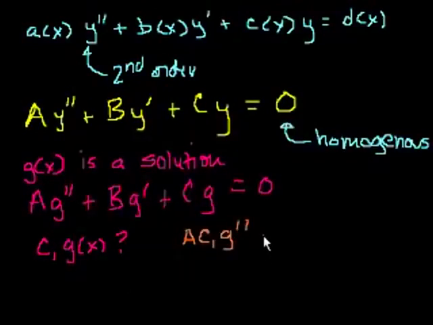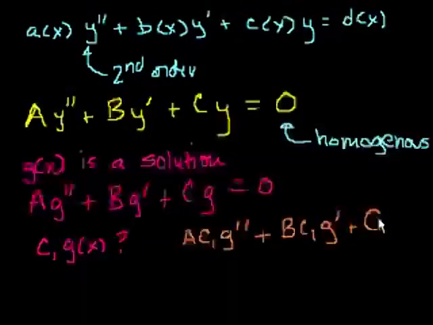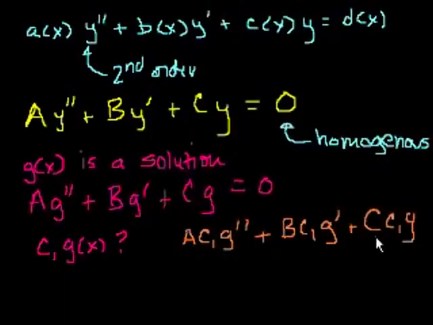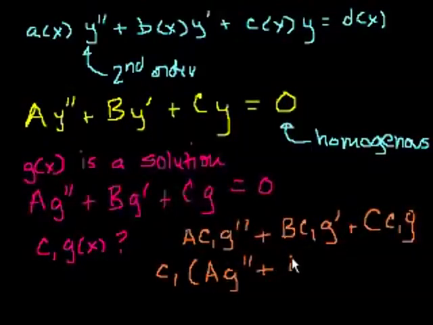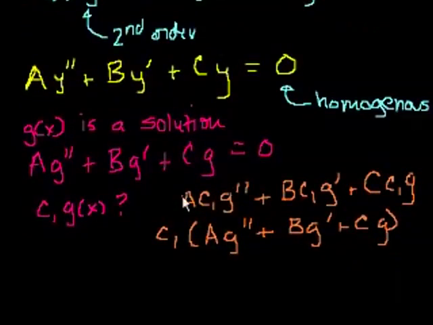g prime prime plus the same thing for the first derivative, b times c1 g prime plus c times, and this c is different than the c1, times g. And let's see whether this is equal to 0. So we could factor out that c1 constant, and we get c1 times a g prime prime plus b g prime plus c g. And lo and behold, we already know, because we know that g of x is a solution, we know that this is true.